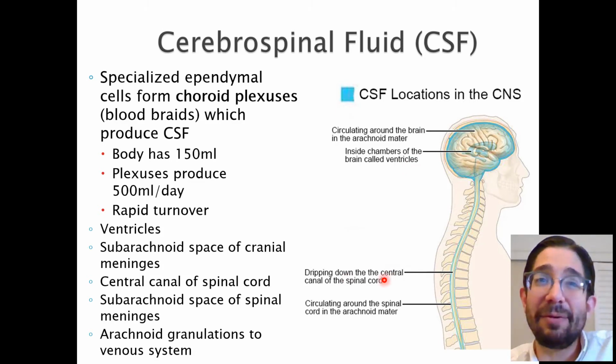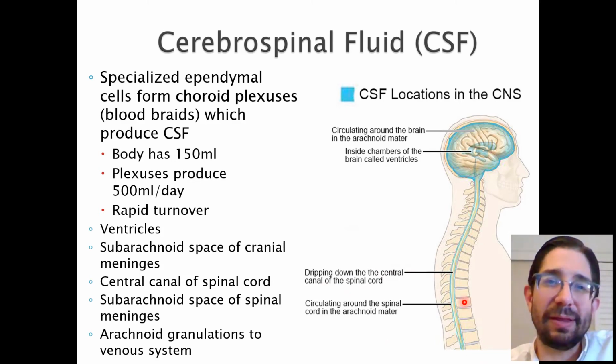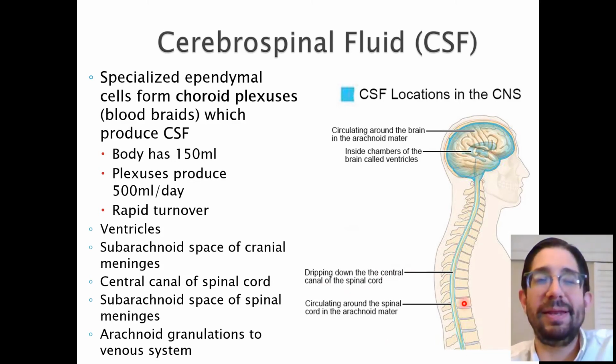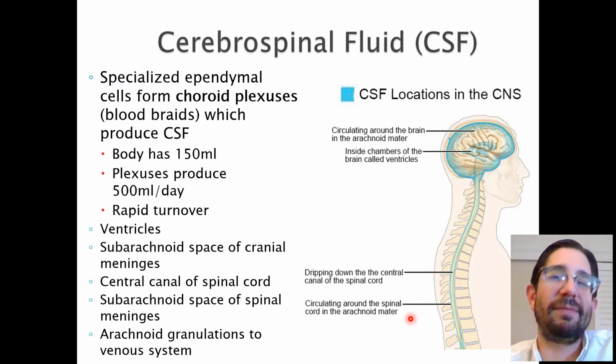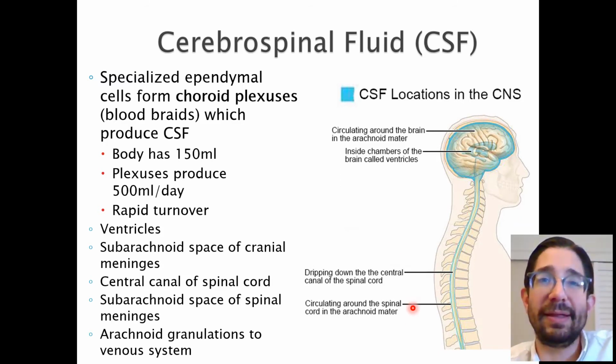It drips down the central canal of the spinal cord, as we mentioned before, and the spinal cord has meninges, spinal meninges. They're just like the meninges we've been talking about, which means they have a subarachnoid space filled with CSF. So 1, 2, 3, 4 places you can find CSF. And then, of course, the CSF drains away through those arachnoid granulations we mentioned before.